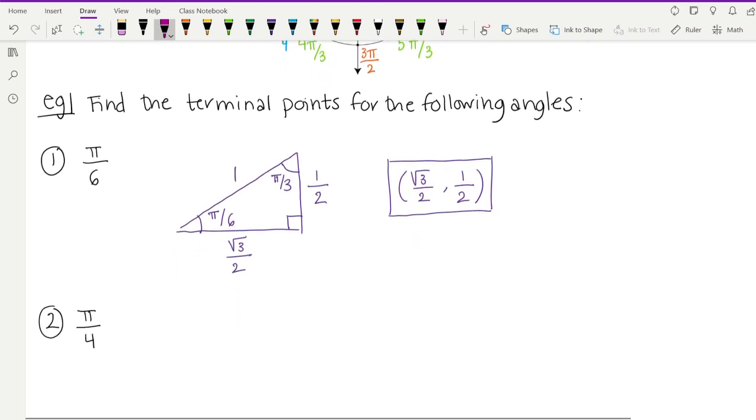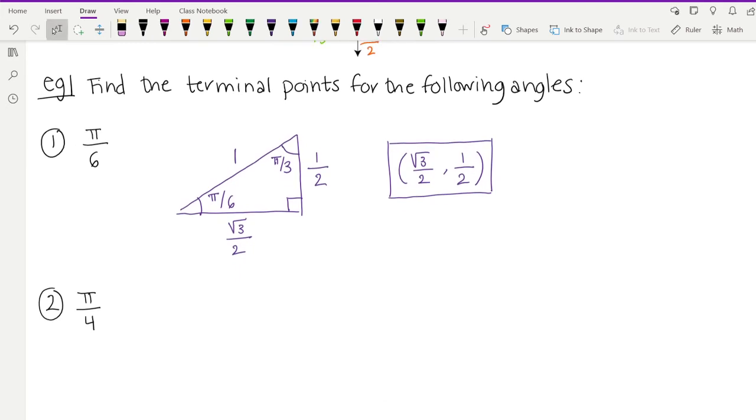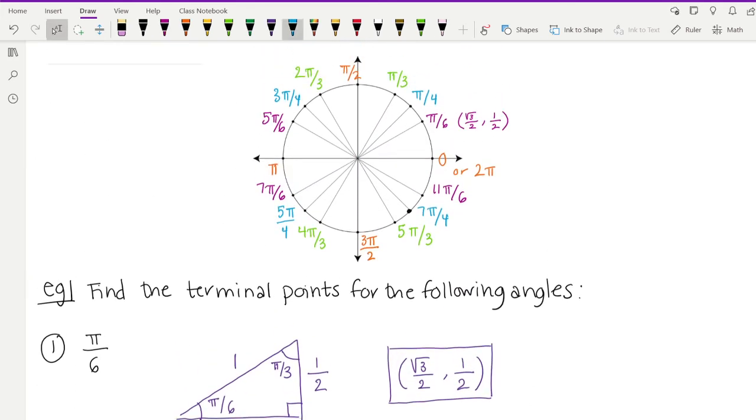Okay, so let's do our next angle. Our next angle is going to be pi over 4. Now we're looking at this angle here, and we basically just do the same process. We draw a right triangle by going straight down like this, because if we draw a right triangle like this, we know that this is going to be our x-coordinate and this is going to be our y-coordinate. All we need to do is figure out the lengths of those two sides.